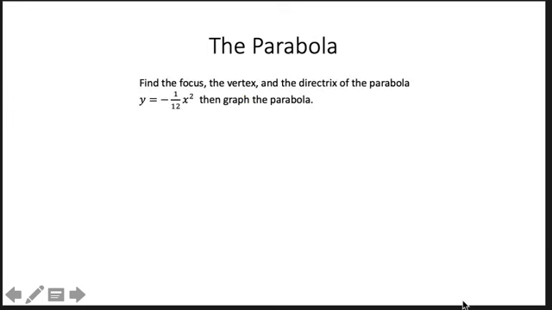So let's look at an example. Here's an equation of a parabola. I want you to find the focus, the vertex, and the directrix of the parabola that is defined as y equals negative 1/12 x squared. And then I want you to graph the parabola.